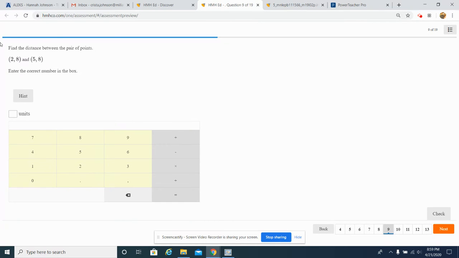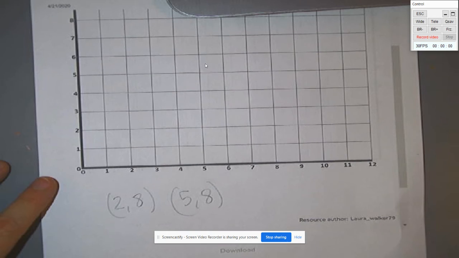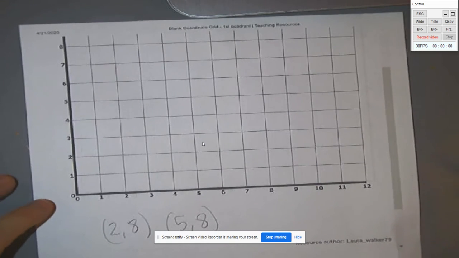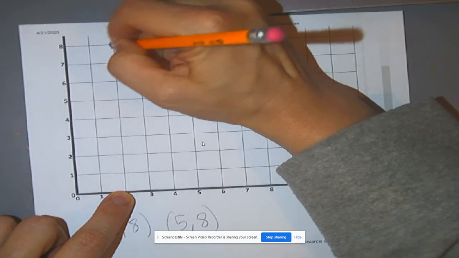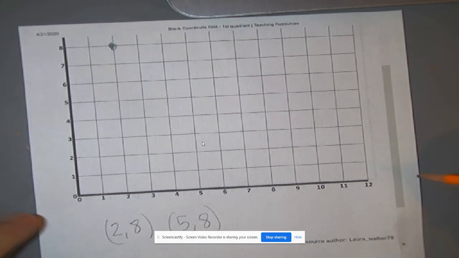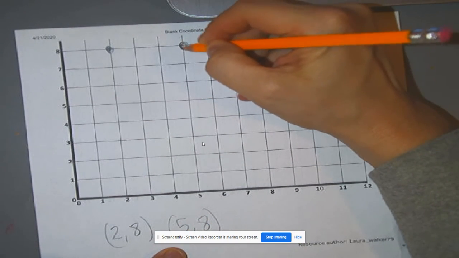All right, so here is the second part of this lesson, is finding the distance between the pair of points, okay? So we've got the points 2, 8 and 5, 8. So I'm going to move over to my document camera. I've got a grid where I can go over 2, up 8. So I'm going to plot that right there. Go over 5, up 8.